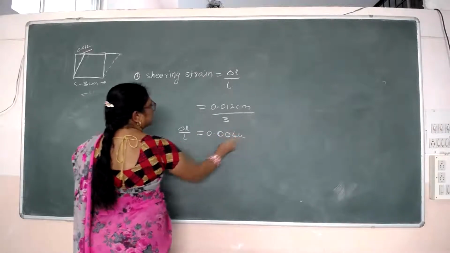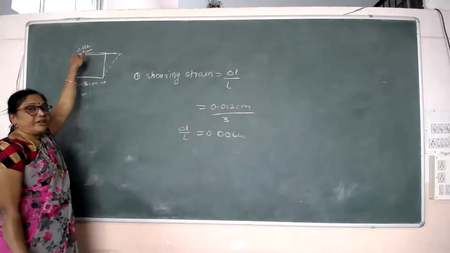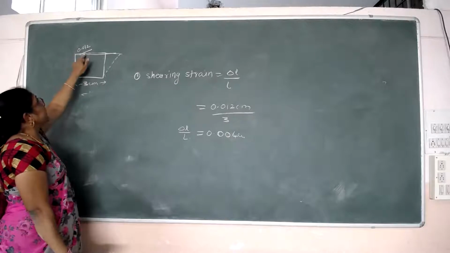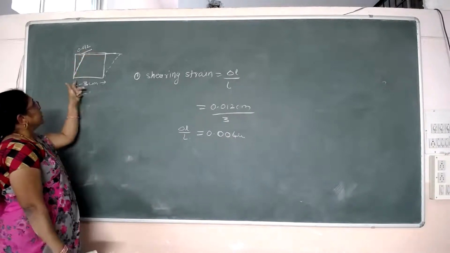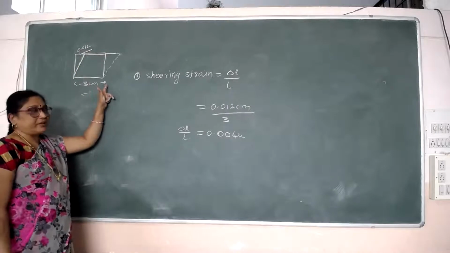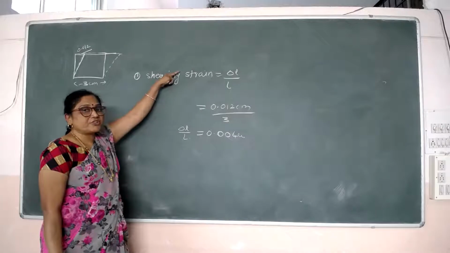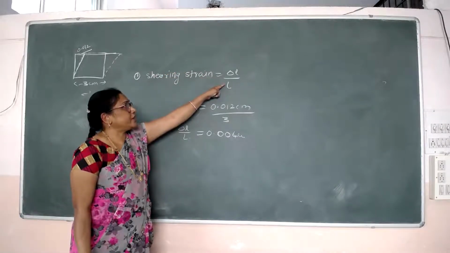0.004 centimeter. So here, see in the figure, due to the tangential stress, the upper face is displaced with 0.012. The original length is 3 centimeter. Then here to find out the shearing strain. What is the meaning of shearing strain here? Change in length to the original length is known as shearing strain.